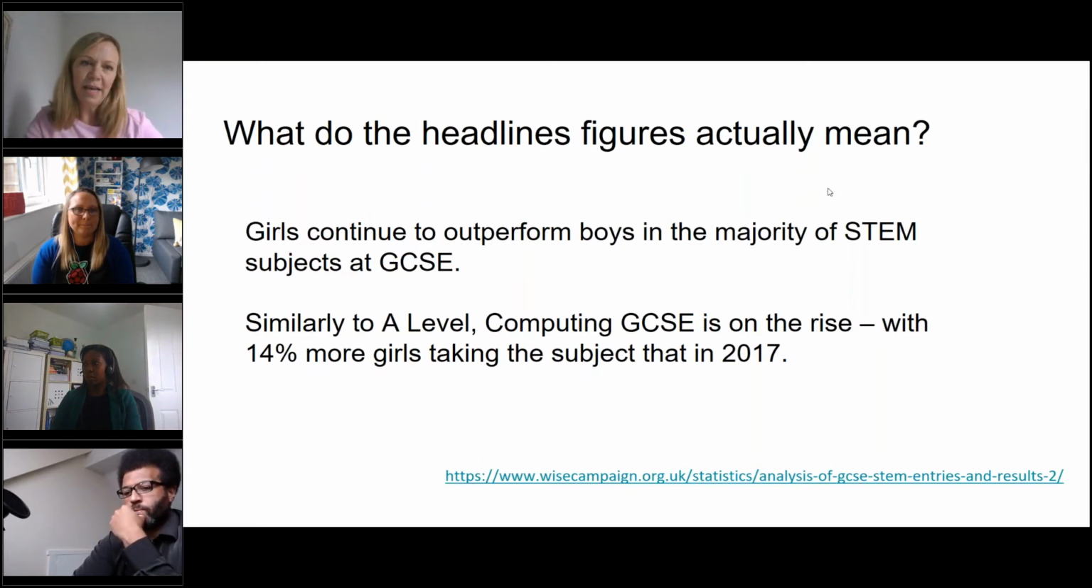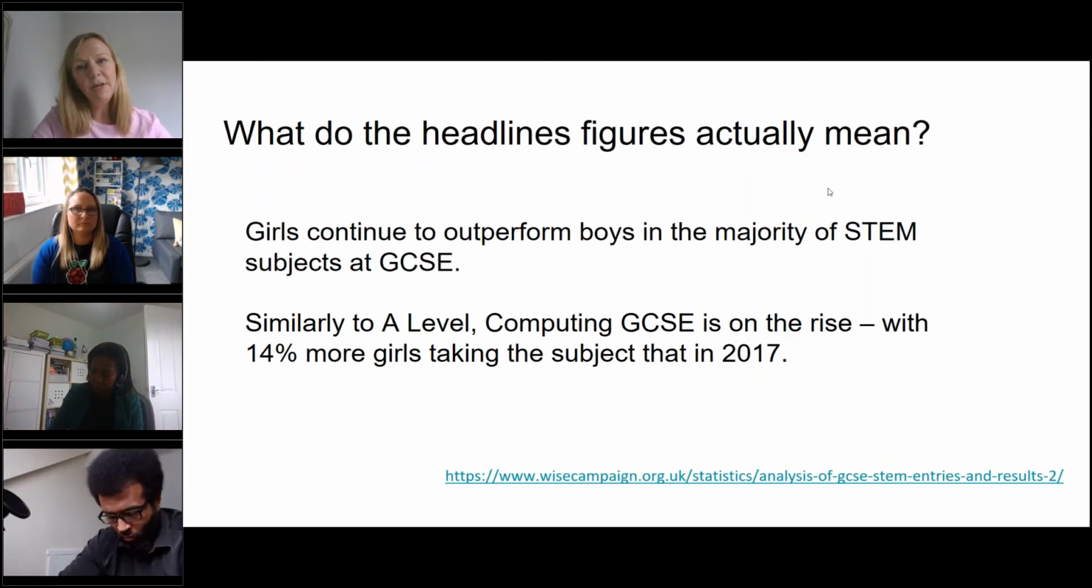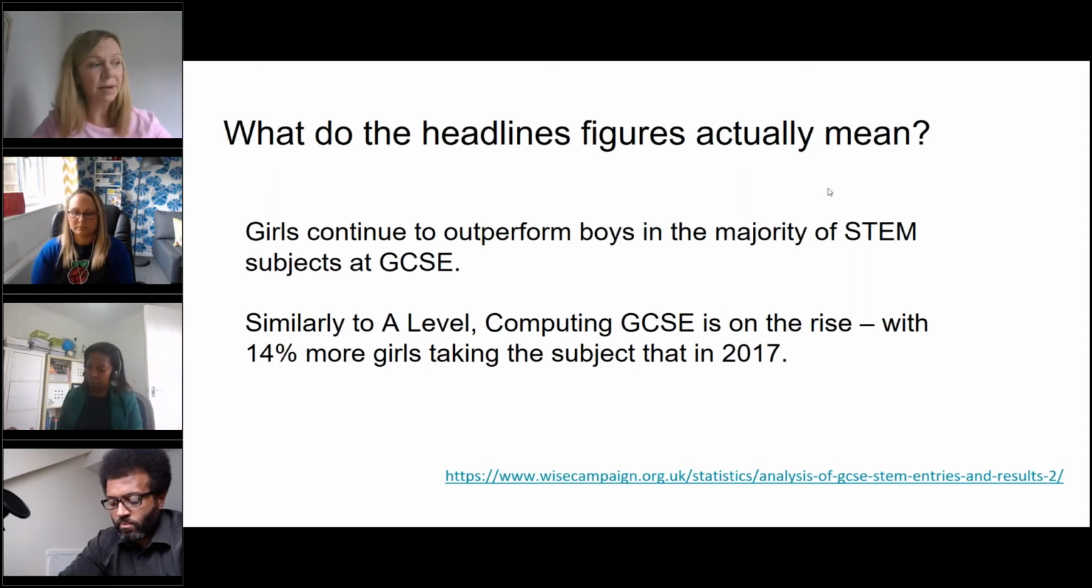So those figures there, you can read the slides, but girls do outperform boys at STEM. This is taken from the Royal Society report, and again from the WISE campaign. And similarly at A-level, but obviously not as many girls are taking A-level, and then that picture carries on through to degrees, where not many girls are moving in.